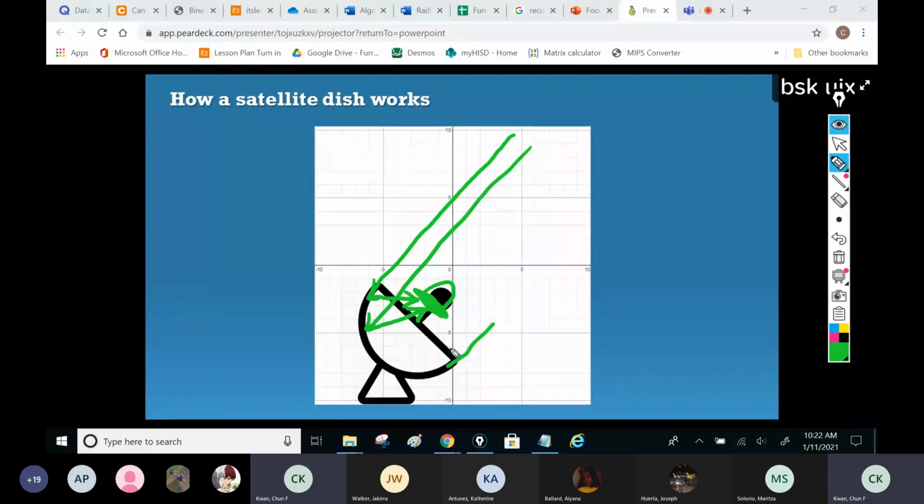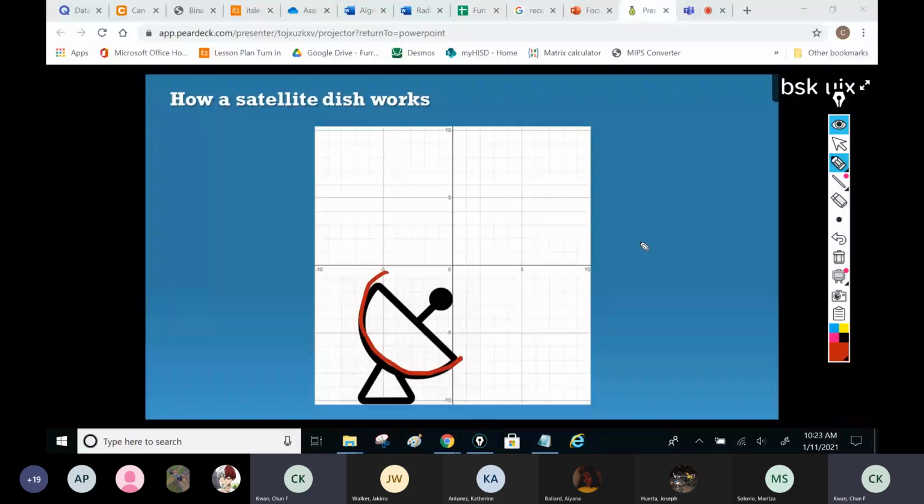It can be hitting right here on the side and it will go back to the signal receiver, or you can go really close to the middle and it will still bounce back to the signal receiver. Doesn't matter which angle. So that is the magic behind the satellite dish.